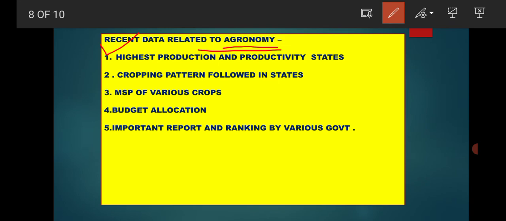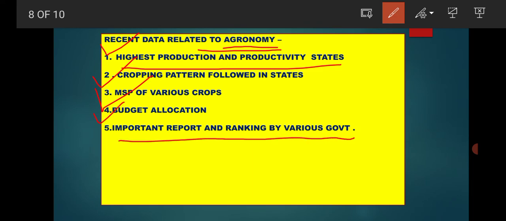Okay, it includes highest production and productivity in the state, cropping pattern followed in various states. In my previous videos I have discussed cropping pattern also. You can go through that. Then MSP of various crops that are updated, so you should keep on updating yourself. Budget allocation. Next, important reports and rankings by various government bodies, like NABARD. Okay, then IARI reports, then Ministry of Agriculture reports, you need to remember each and everything. In my upcoming videos also I will prepare each and everything for you, so you need not worry for that. I will provide you each and everything before the examination. Okay guys.